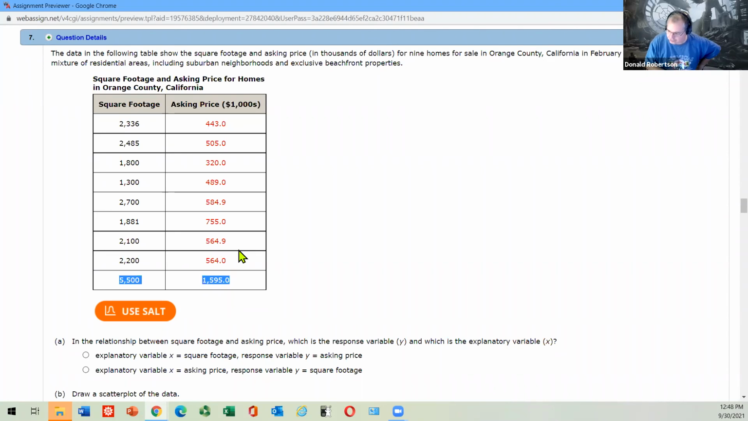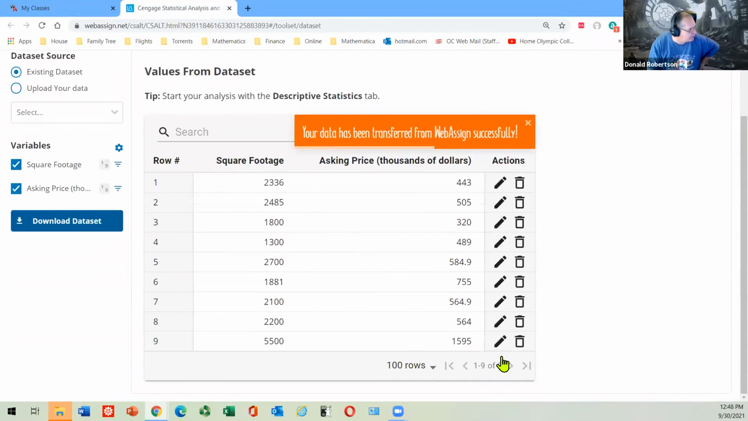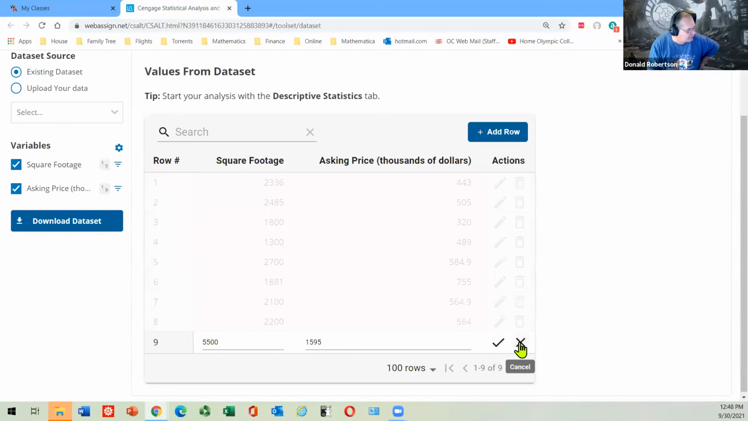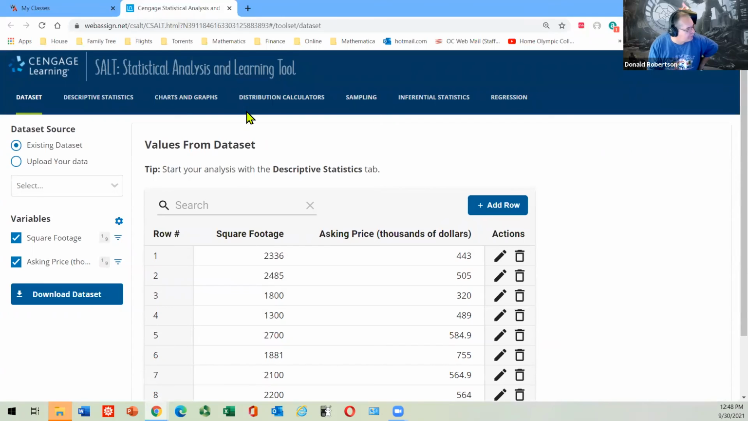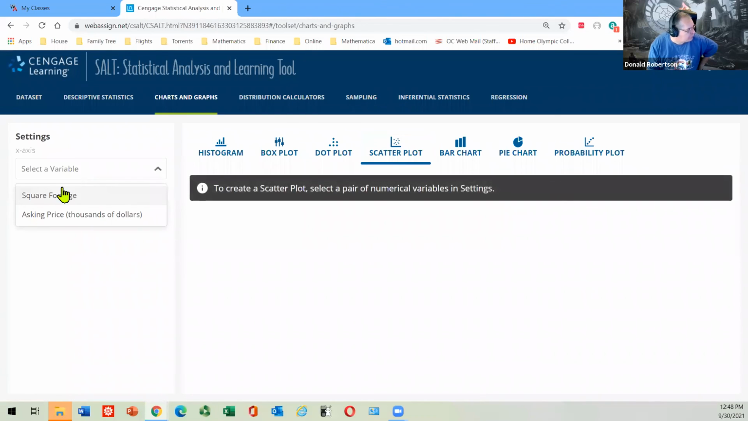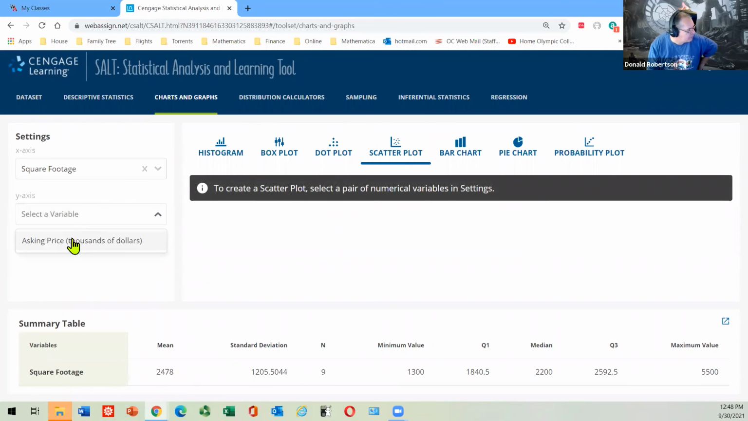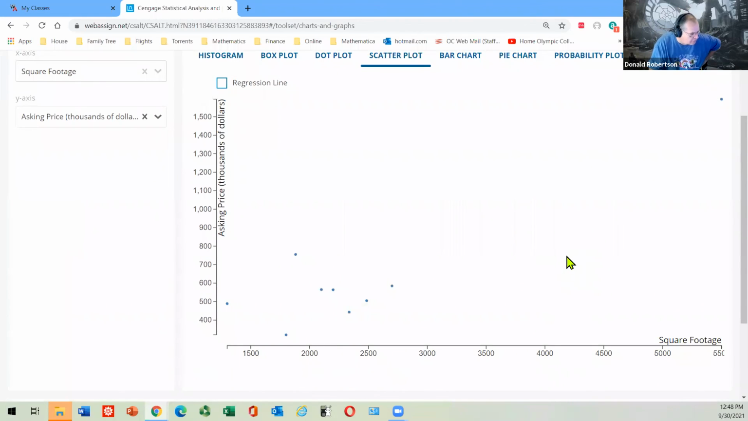Can you see that's a distortion? So I'm going to use SALT again, and I'm going to go down and take this guy and edit him. And I'm going to edit him by killing them. Do you see that guy has now left the building? Right, I've taken it off my data set. And so when I now go and do my scatter plot, and I do square footage, and now I do asking price, do you see that it found? Is that still there? No.